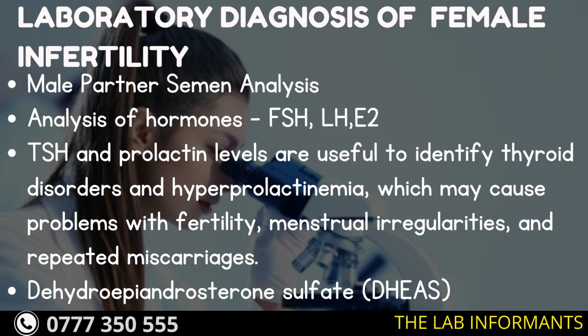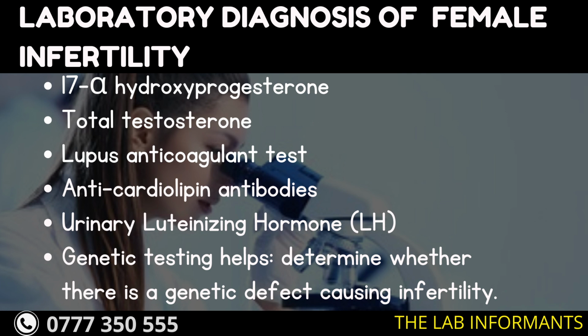Laboratory diagnosis of female infertility. Here are some of the lab tests that are performed to help diagnose and evaluate infertility. Male partner semen analysis, analysis of hormones. Thyroid-stimulating hormone and prolactin levels are useful to identify thyroid disorders and hyperprolactinemia, which may cause problems with infertility, menstrual irregularities, and repeated miscarriages. Total testosterone levels, lupus anticoagulant test, anti-cardiolipin antibodies, urinary luteinizing hormone, and genetic health testing.